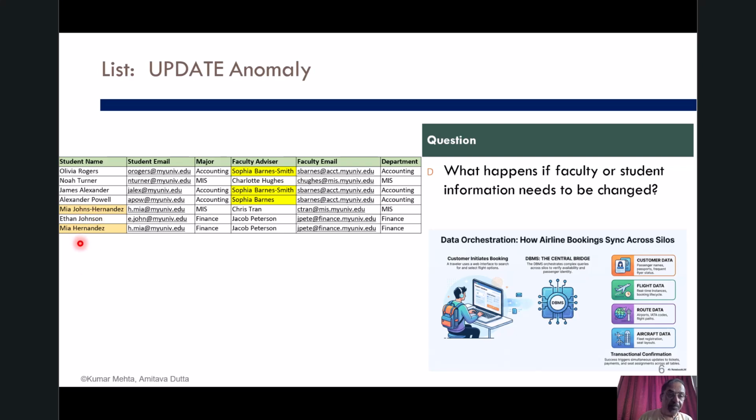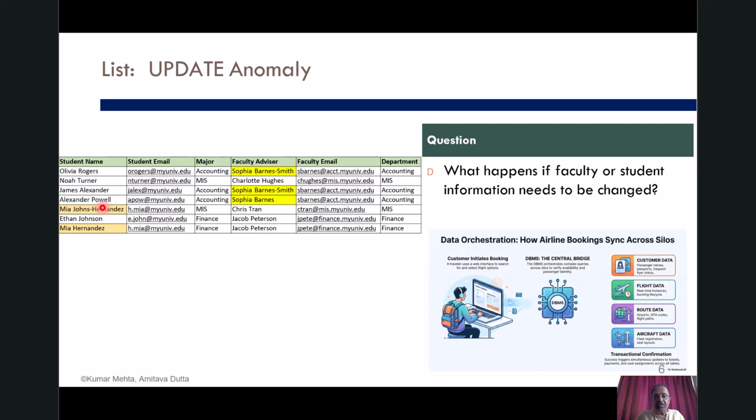So, however, since her name appeared in 2 different places in that list, in one record the name appears as Mia Hernandez, the prior marriage name, and in the other record it appears as the updated name, Mia Johns Hernandez. So you have an inconsistency in the data. The same person, the name should be the same in both places.